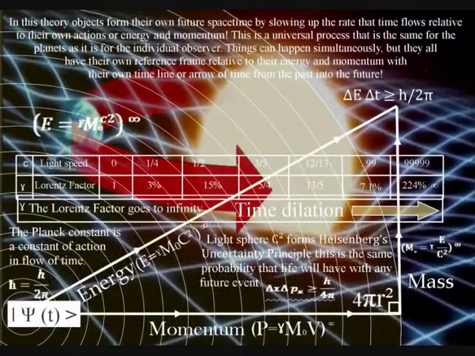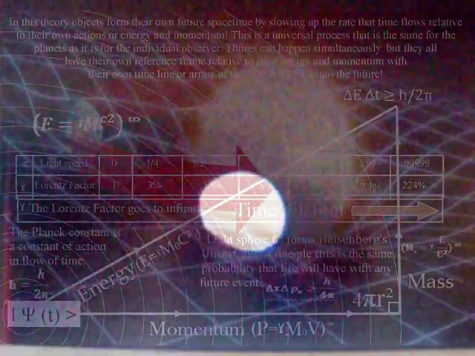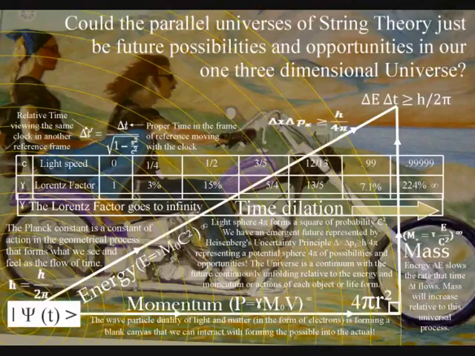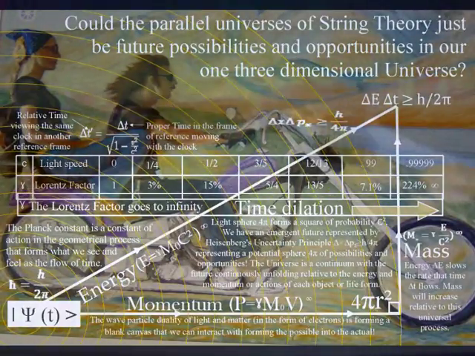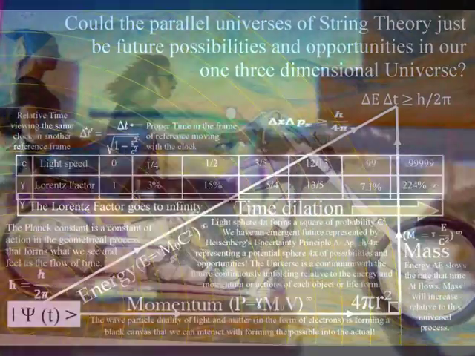In this theory, we only need three dimensions and one variable of time. The parallel universes of Hugh Everett and the multiple dimensions of string theory are just future possibilities and opportunities within individual reference frames in our one three-dimensional universe.